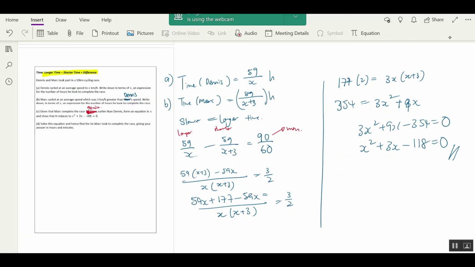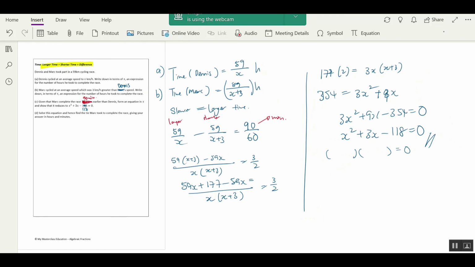Okay, wait, I think there's something wrong with the question, so this should be minus 118. And unfortunately, this equation cannot be factorized nicely into brackets. If you have learned the quadratic formula, then we will use the quadratic formula and solve for this. This cannot be expressed as a bracket. Something wrong with the question, so this is what you should get.